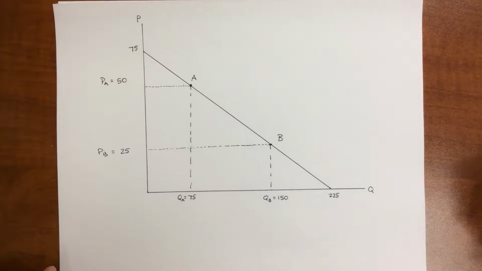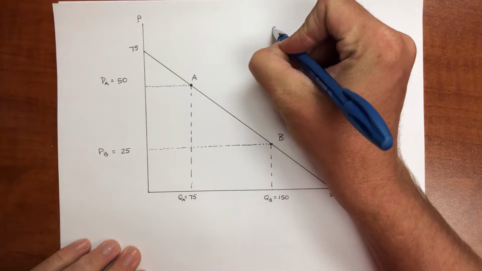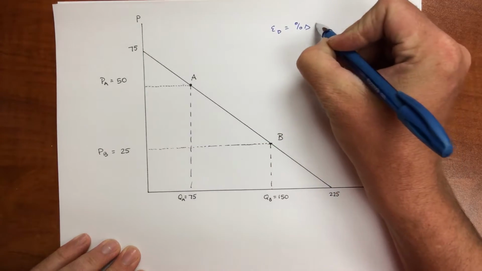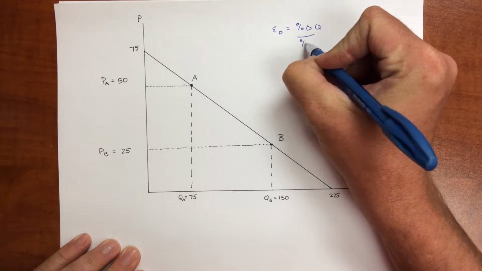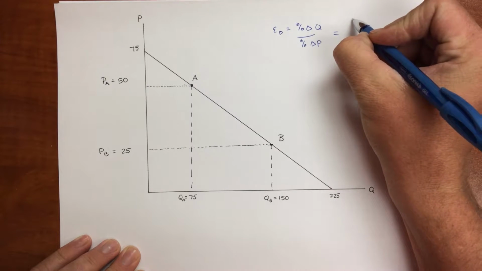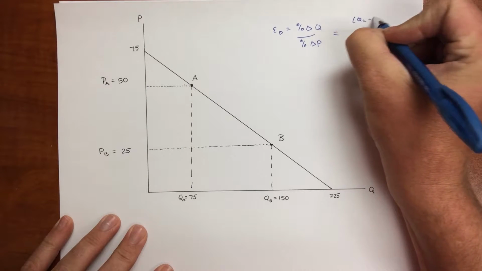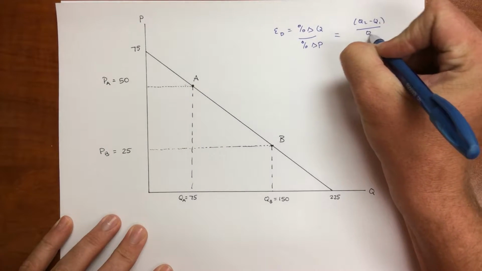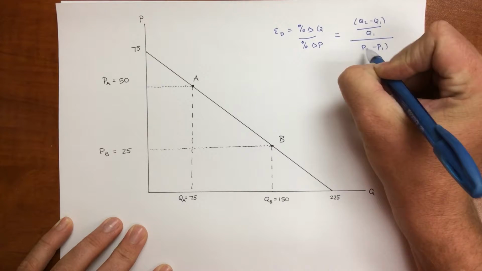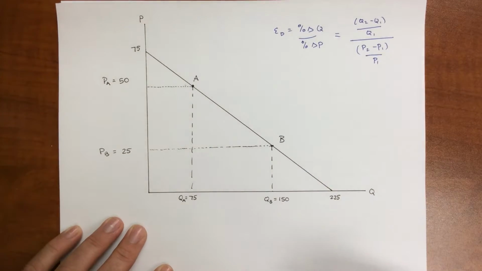So here's an example of the elasticity of demand. We want to calculate what happens when we change the price and quantity combination along a demand curve. The equation for elasticity of demand is equal to the percentage change in quantity that's being driven by a percentage change in price. Well, this is equal to the percentage change in quantity, Q2 minus Q1 over Q1, divided by the change in price, P2 minus P1 divided by P1.